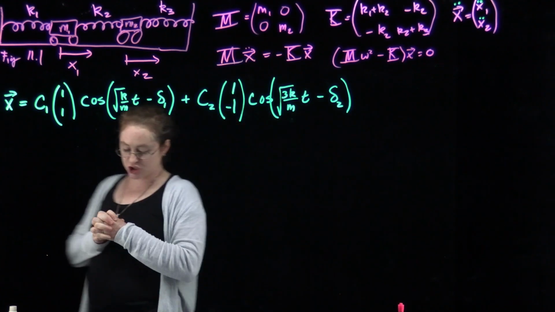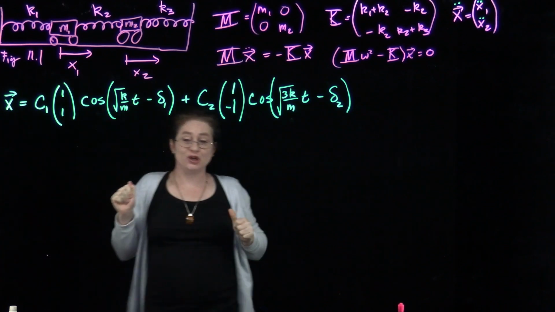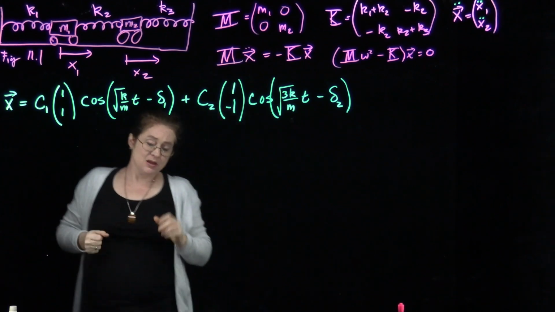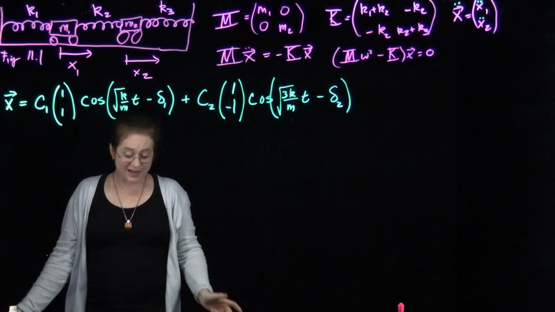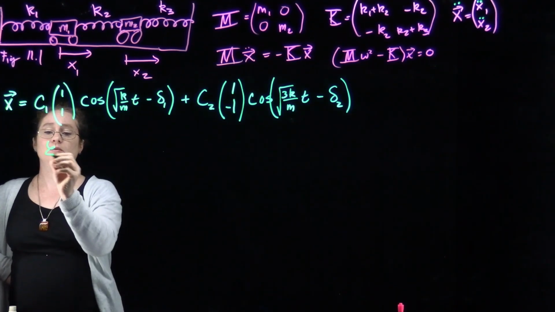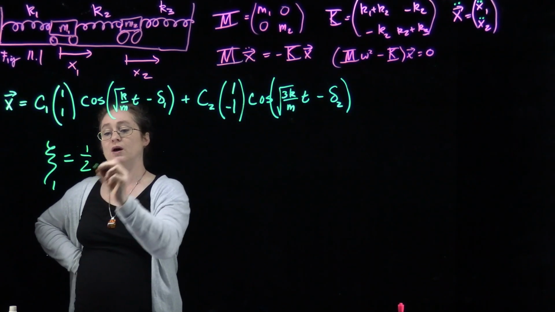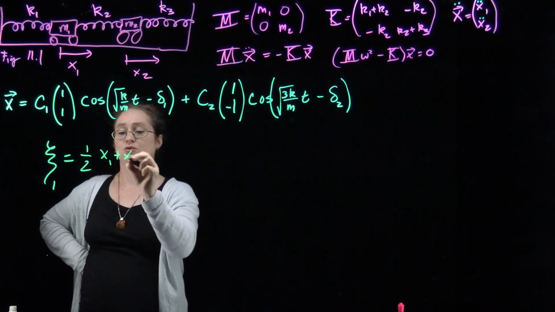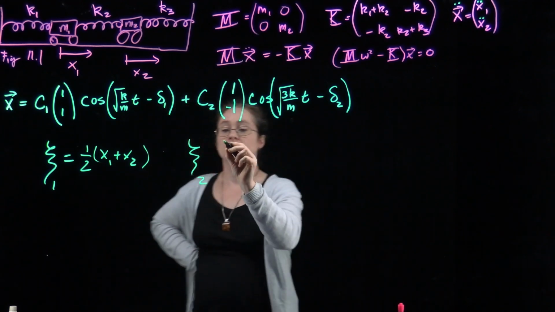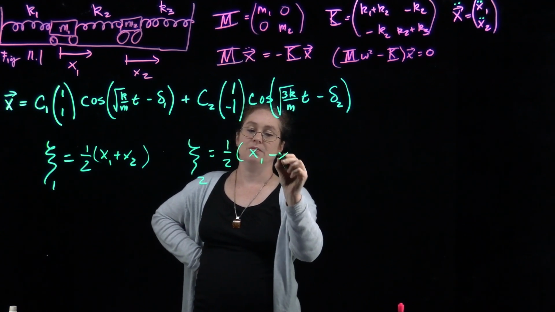All right, so we chose to use the coordinates x1 and x2 as drawn, the displacements of the two masses from equilibrium. But we don't have to make that choice. We could choose to use a different set of variables. So we could have chosen C1, which is 1/2 (x1 plus x2), and C2, which is 1/2 (x1 minus x2).